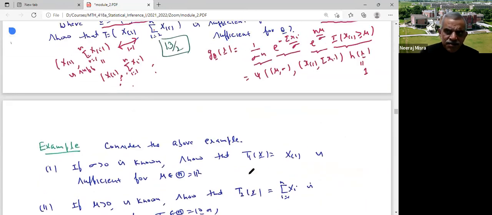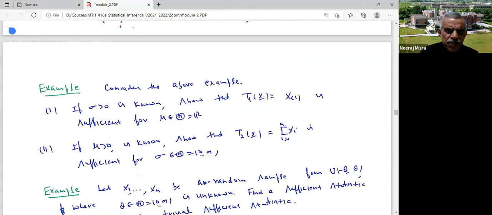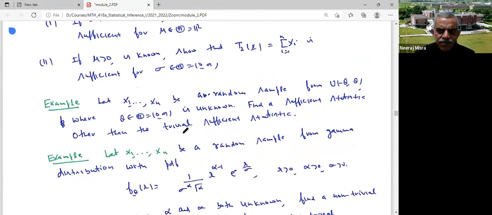Similarly, if mu is known, then I can consume this part into hx, and this part also into hx, because mu is known. So the only part which has to be consumed in psi of theta and tx is this quantity, 1 by sigma to the power n, e to the power minus summation xi by sigma. So the only statistic coming over here is summation xi. So if mu is known, summation xi is sufficient. This just follows using the Factorization theorem.